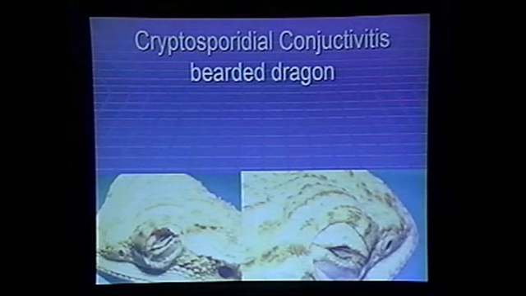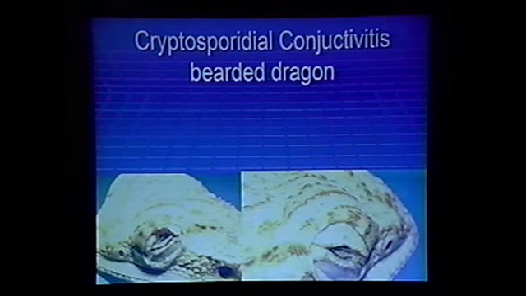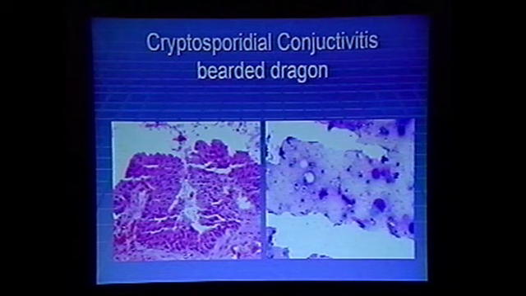Another form of cryptosporidiosis occurs in the conjunctiva of bearded dragons. These animals will have bilateral proliferative changes in the mucosa of the conjunctiva, resulting in blepharitis, swelling of the conjunctiva, and an exudate in the conjunctival folds. The histologic appearance is typical of cryptosporidiosis. Hyperplasia of the mucosal epithelial cells and large numbers of organisms lining the apical surfaces.